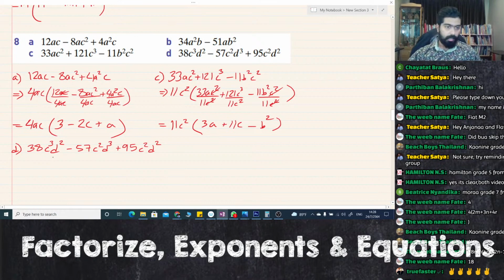All right, so let's start off with the numbers. 38, 57, and 95. The greatest common factor is going to be 19, right, guys? So we're going to bring 19 and keep it in front of the bracket. Now for c cube, we got c cube here, we got c square, and we got c square. So we are going to bring c square and keep it in front of the bracket. All right, guys?